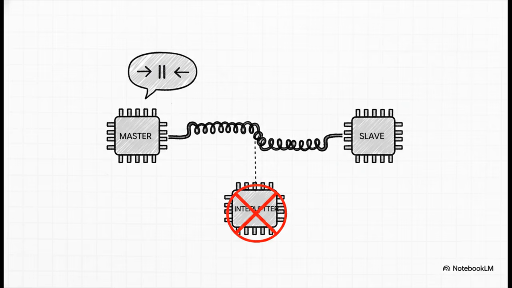It's like the master is putting the call on hold to change the subject, but without ever hanging up the phone. This is so important because it guarantees that no other device on the bus can jump in and interrupt this two-part conversation. It's what makes the whole read process totally reliable.